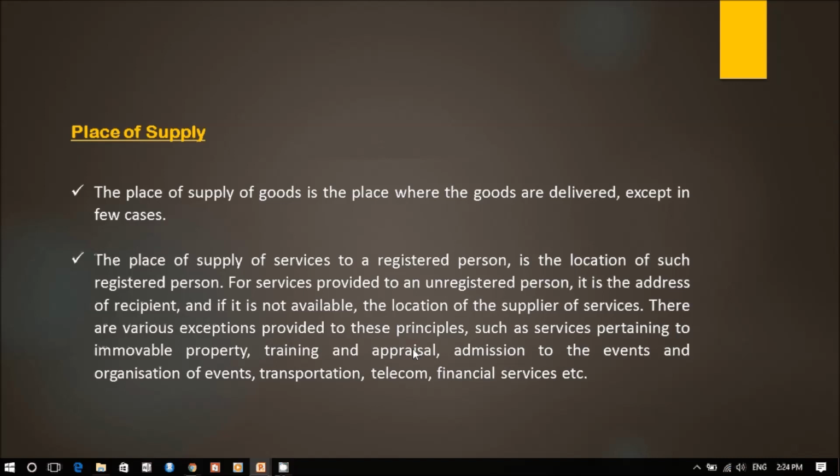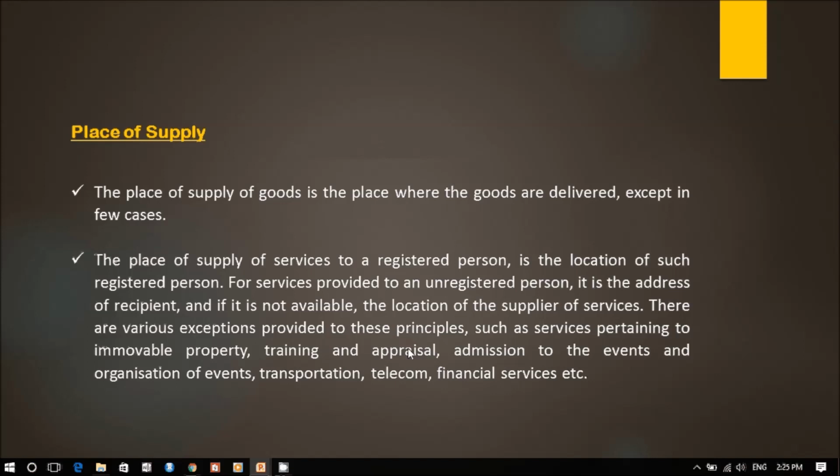Now come to place of supply. Place of supply is also important. How can it be important? Because place of supply shows where the supply has been made. If goods have been sold in India, then the place of supply is relevant. If you are selling it to another nation, then GST would not be levied. But if so, place of supply gives the idea where the supply has been made, where the goods are delivered.